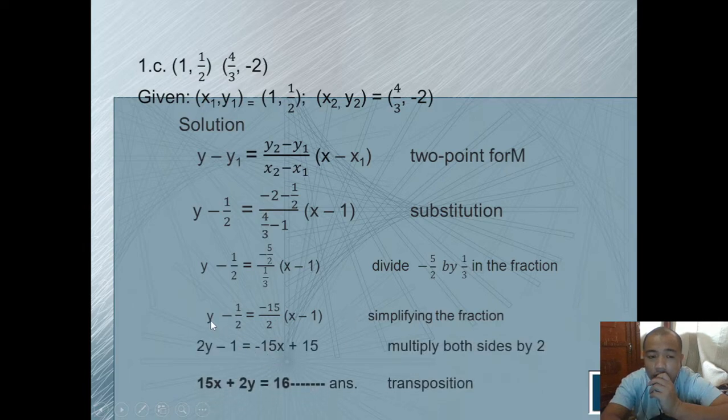So it becomes 2y minus 1 equals negative 15x plus 15. Then let's transpose that here. It becomes 15x plus 2y, transpose negative 1. 15 plus 1 is 16. So the equation of the line passing through the points (1, 1/2) and (4/3, negative 2) is 15x plus 2y equals 16.